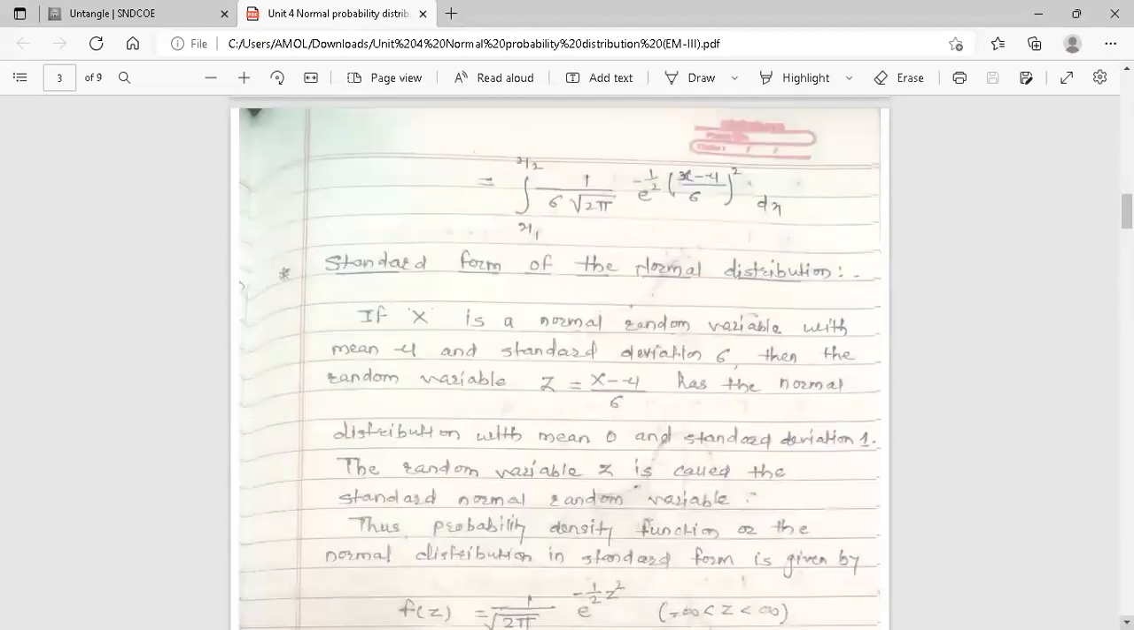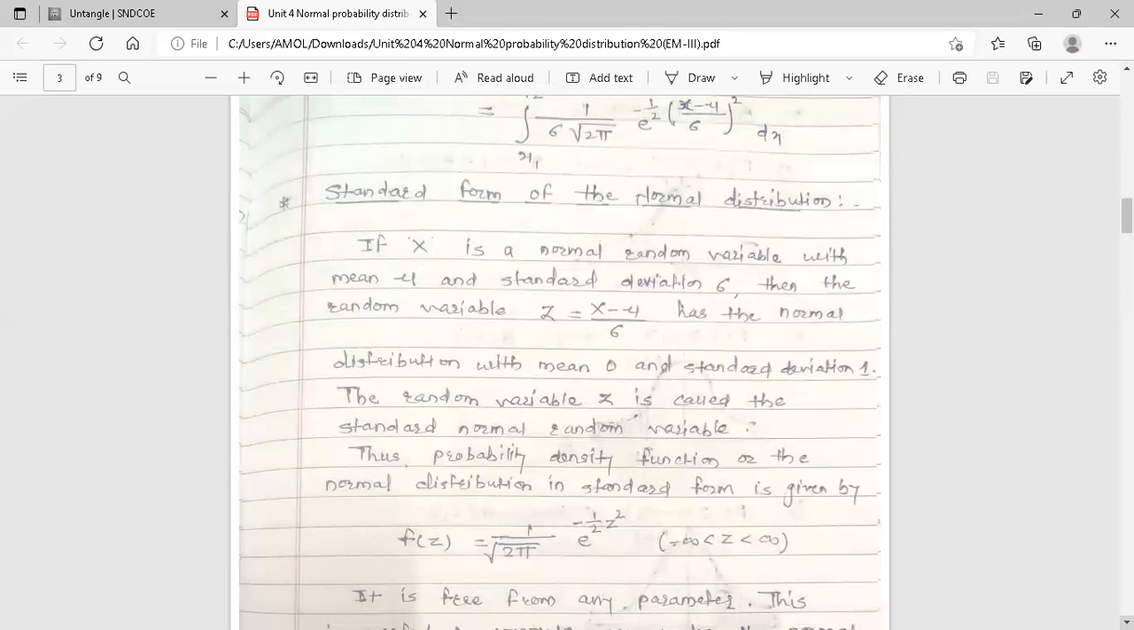Now, the standard form of the normal distribution. What is the standard form of the normal distribution? If x is a normal random variable with mean mu and standard deviation sigma, then the random variable z equal to x minus mu upon sigma has the normal distribution with mean 0 and standard deviation 1, and the random variable z is called the standard normal random variable. We are going to introduce here the standard normal variable. How is it introduced? If x is a normal random variable with mu as the mean and standard deviation sigma.